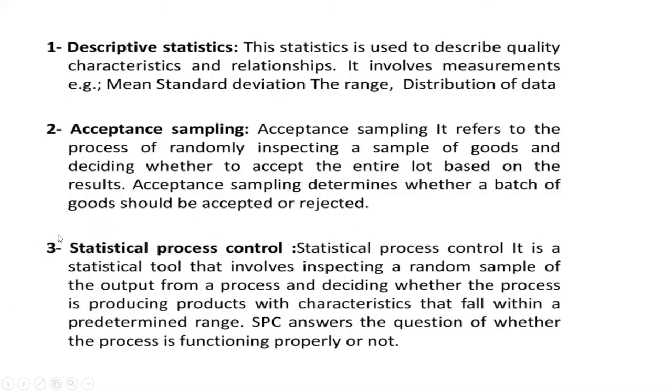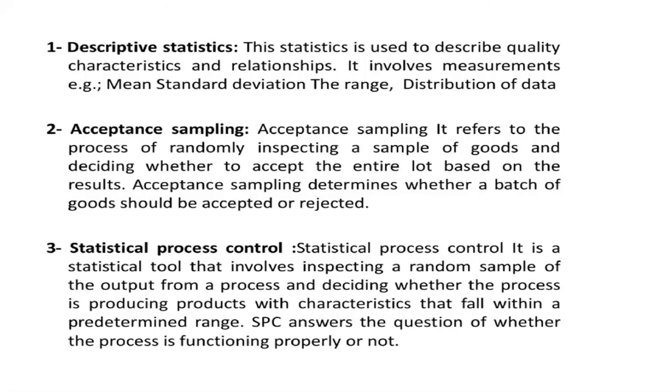Now, generally, these three techniques are used in statistical quality control. First is descriptive statistics. All of you know about descriptive statistics. The statistics is used to describe the quality characteristics. Here we just describe the quality characteristics and their relationship. It involves measurements like, for example, the mean, standard deviation, the range, and the distribution of data. Here we are just describing the characteristics in descriptive statistics.